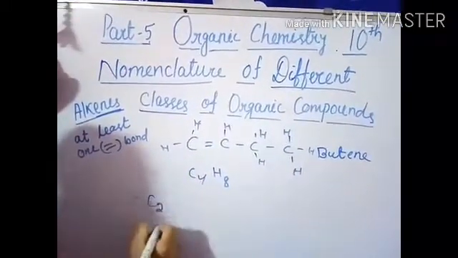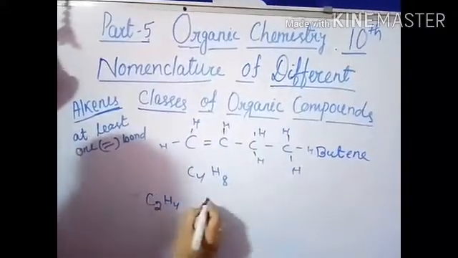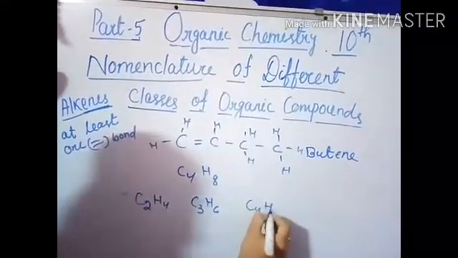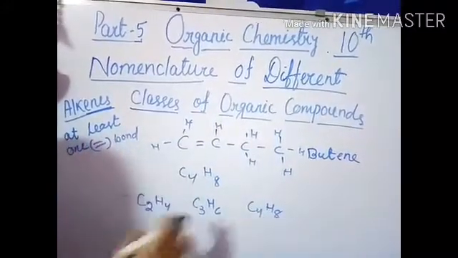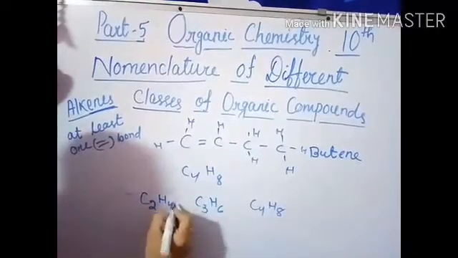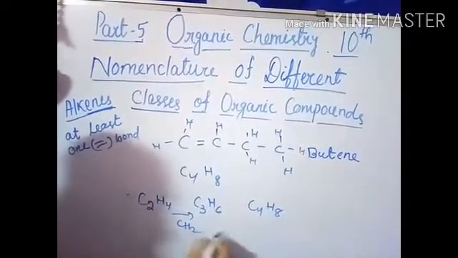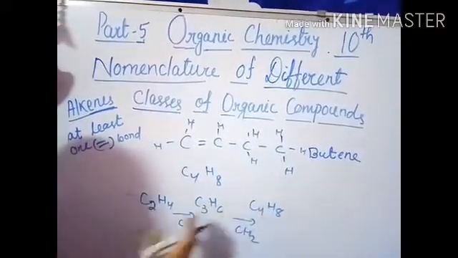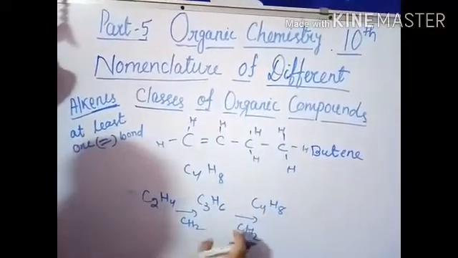Whenever you are taking C2, you got H4. Whenever you are getting C3, you got H6. Whenever you are getting C4, you are getting H8. So now let's see. Here also, everywhere there is a difference of a CH2 group. So in this series also, each compound differs from the other by a CH2 group.